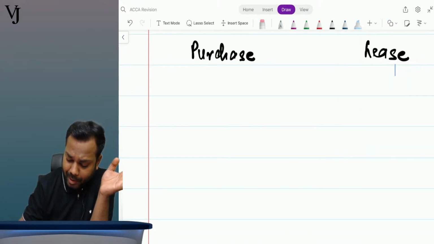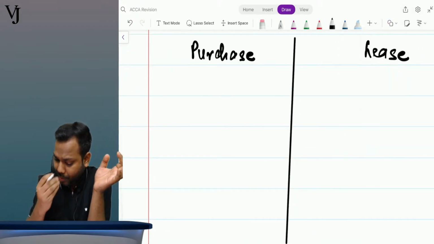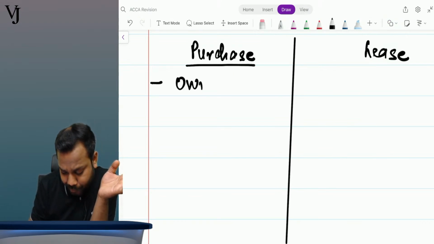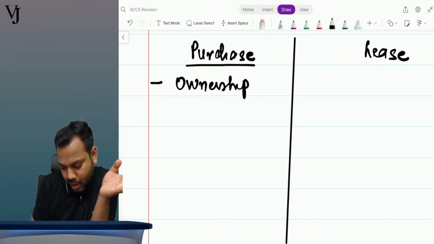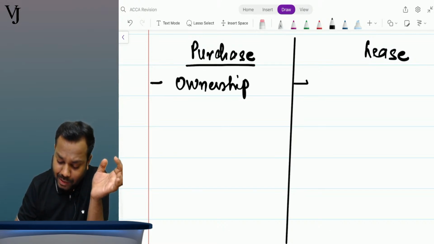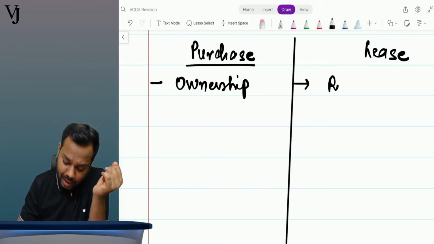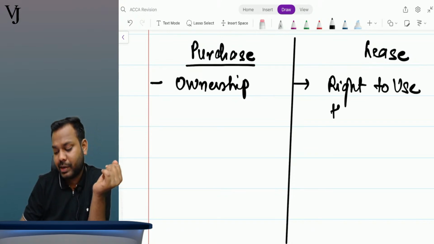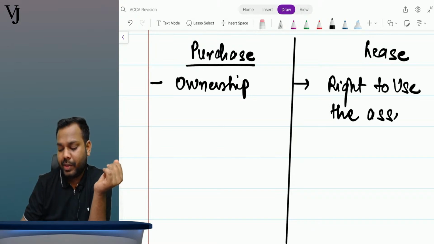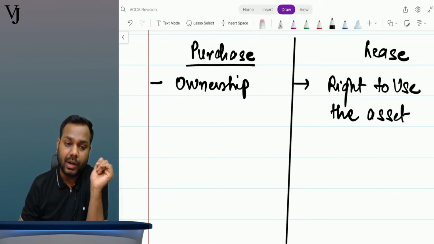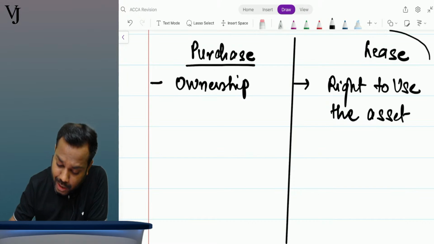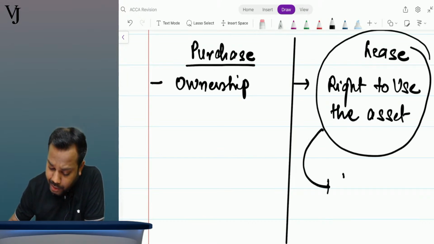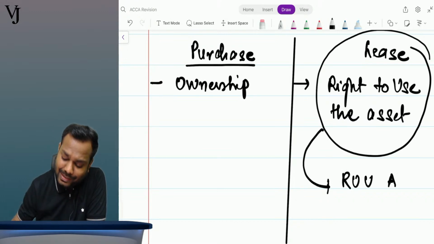So when you purchase the asset, you get the ownership of the asset, but when you take the asset on lease, you get the right to use the asset. Ownership is not there, right? So the standard says that since you are getting the right to use, you have to record the right to use asset.